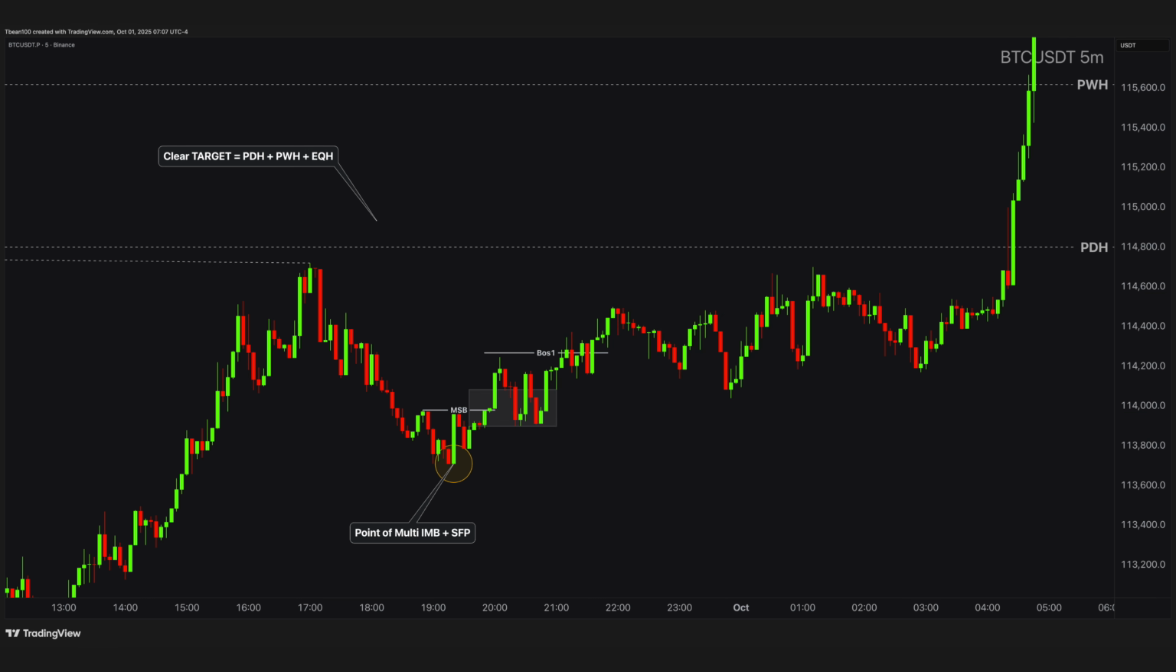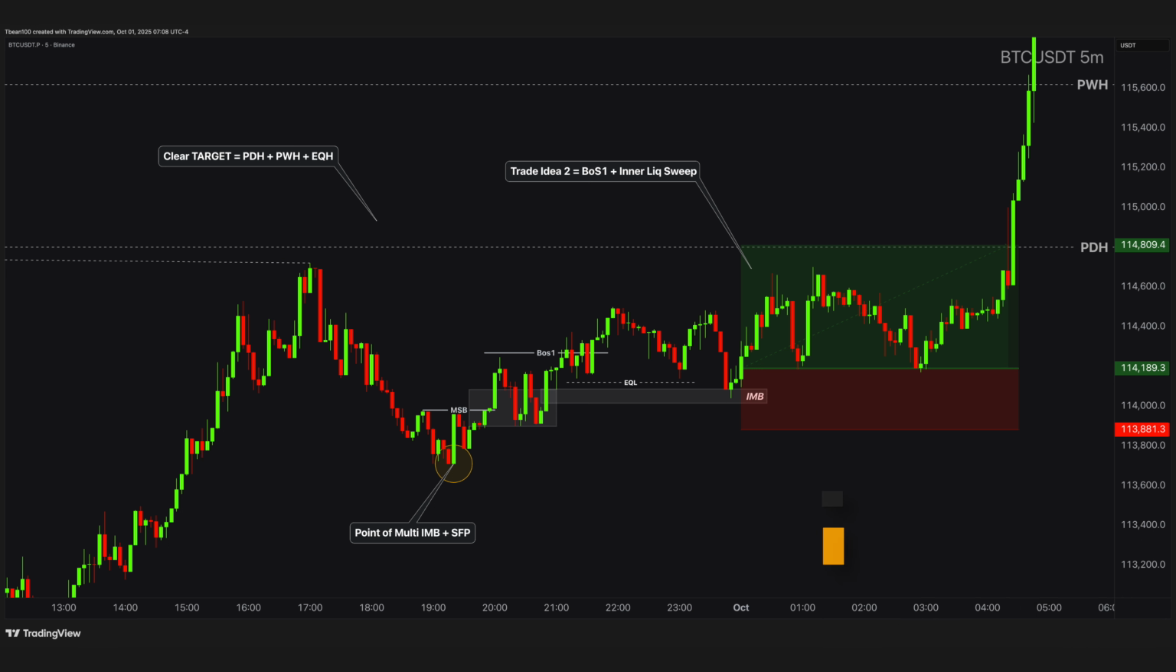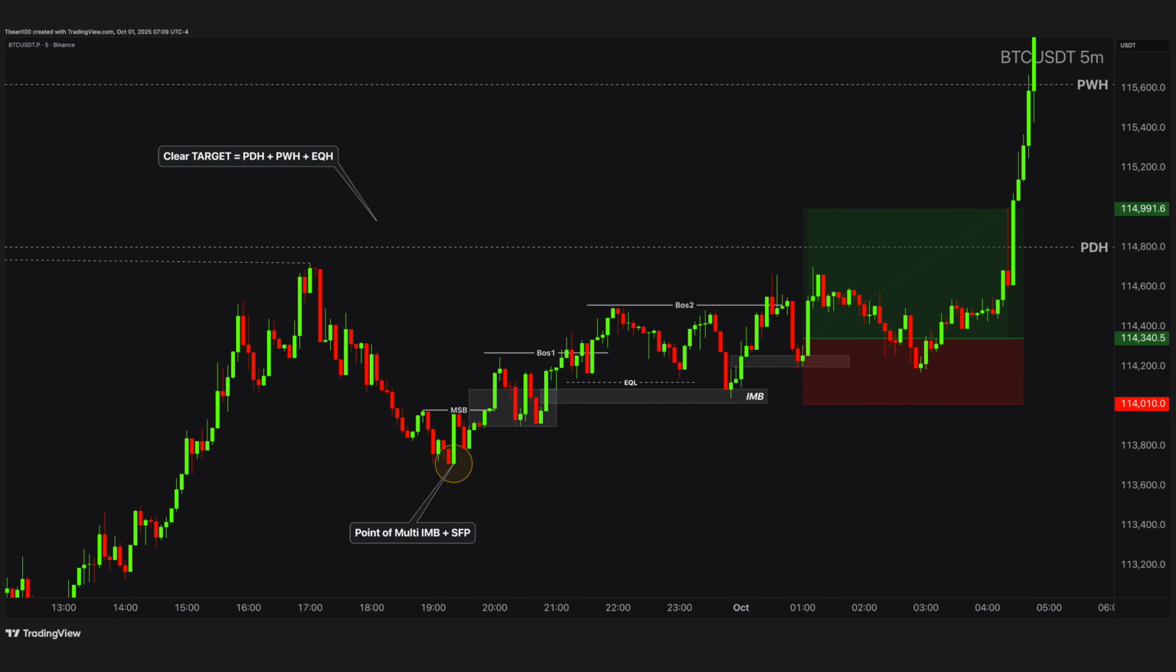But if you are not comfortable taking the very first reversal structure shifts, or if the first MSB stops you out a lot, then you will want to wait for the first real break of structure. In this example, that's exactly what happens. It creates what looks like a fractal sniping setup sitting just above the imbalance area, the inner imbalance area. And that right there becomes your fractal sniping entry point. Lastly, you can keep trading the structure breaks all the way until our targets are taken out.